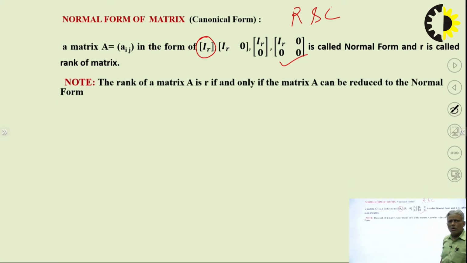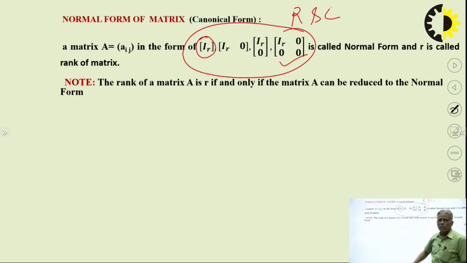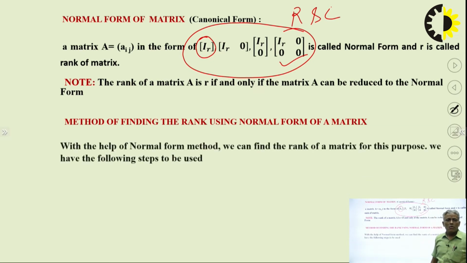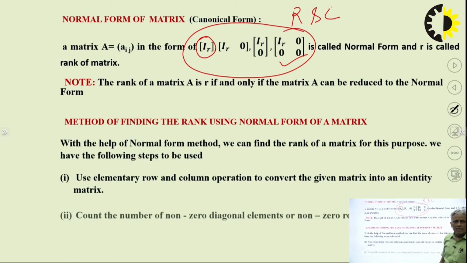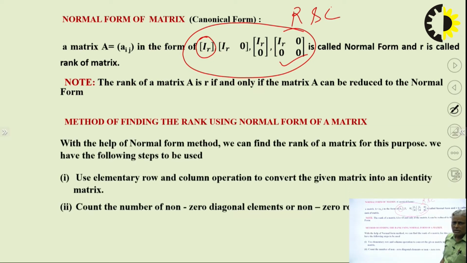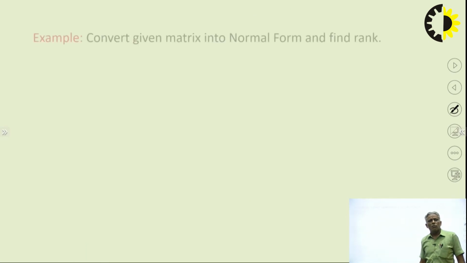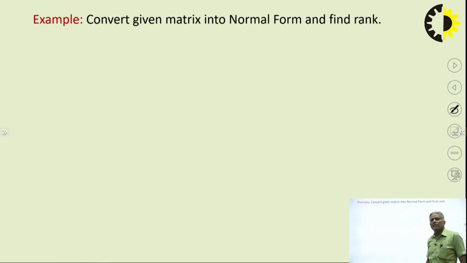So first of all, how to calculate the rank of a matrix? The rank of a matrix A is R if and only if the matrix A can be reduced to the normal form. All these forms are known as normal forms, and in normal form a student can apply row and column transformations together, by using elementary row transformations as well as elementary column operations. Now we see how to convert a given matrix into normal form and find the rank.